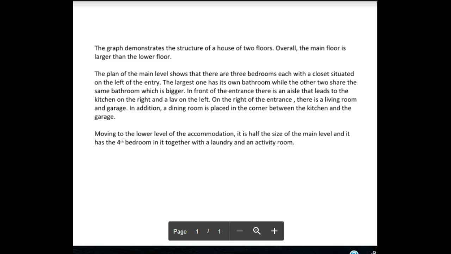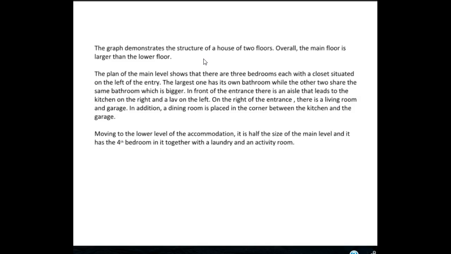Okay, it's fine. I mean, your overview here, overall, the main floor is larger than the lower floor. It's fine. I mean, you could have said something maybe a little more about it, that maybe it's considerably larger, or it's 3 times as large. Don't go into detail, but you could potentially have said something more about it, just a little bit.